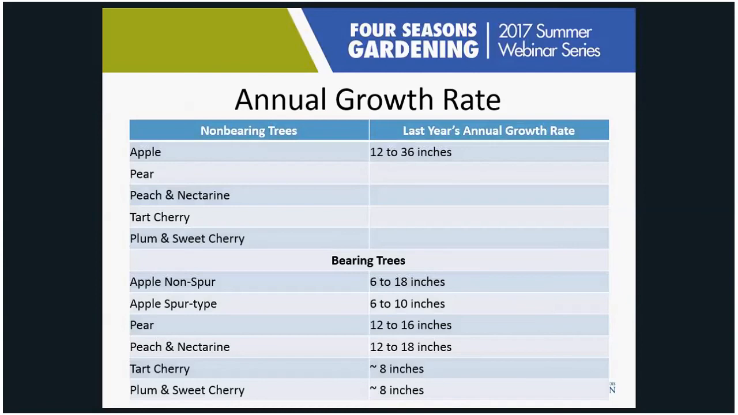Another good way of checking your fertilization is with the annual growth rate. So how much growth has the tree put on in a year? For apple, 12 to 36 inches. And for your bearing trees, here we have recommendations for that. If it's not growing very much, it may need additional fertilization.